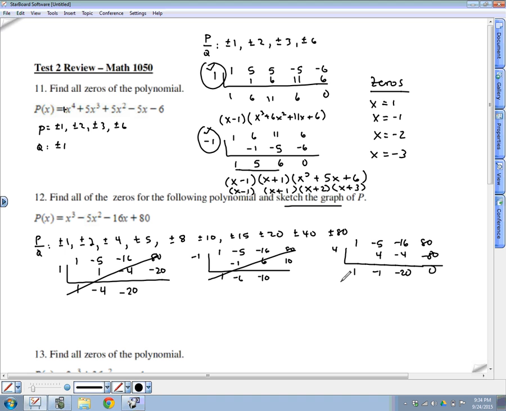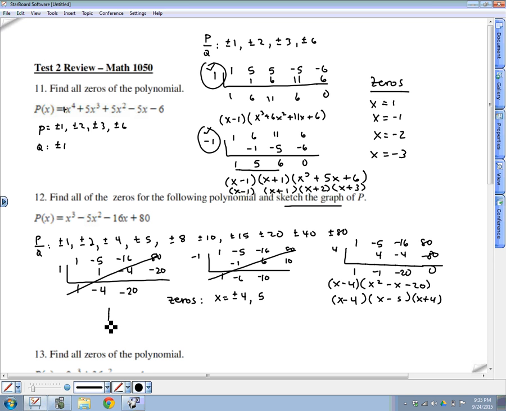So x equals 4. That also means x minus 4 is a factor, and these would be the coefficients of the reduced polynomial x squared minus x minus 20. And again, this is kind of nice, this quadratic factor here, x squared minus x minus 20, can be factored into x minus 5 times x plus 4. So the three zeros are x equals 4, -4, and 5.